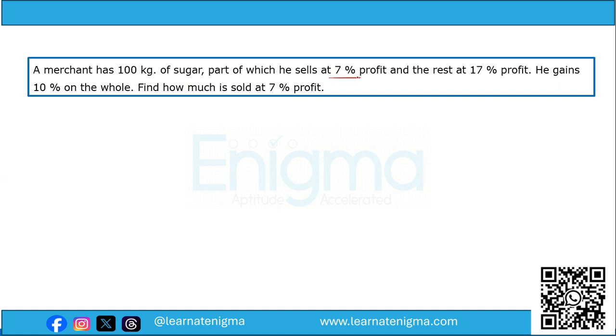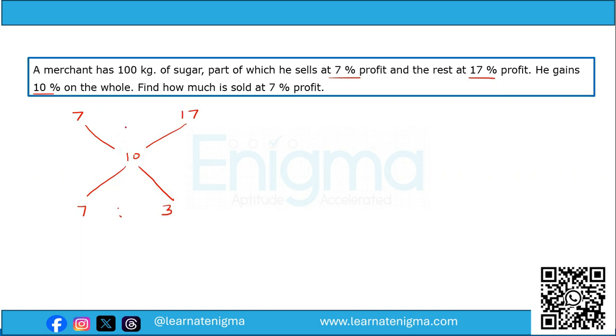The first profit percentage we can write in the top left corner. The second profit percentage we can write in the top right corner. And the overall profit percentage, or the profit percentage on the whole, we can write down in the middle. Now we just do cross subtraction. So 17 minus 10 we have 7, and 10 minus 7 we have 3.